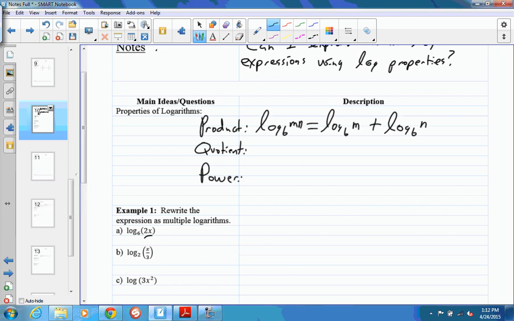So the quotient, guys, I'm going to blow through these, and then we're going to do some example problems. Similarly, if I have log base b, and m and n are being divided, maybe it'll help if I put these in parentheses. When I had a product, if they were being multiplied, I added them. What do you think I do when my numbers are being divided? Subtract, right? So this is equal to log base b of m minus log base b of n.